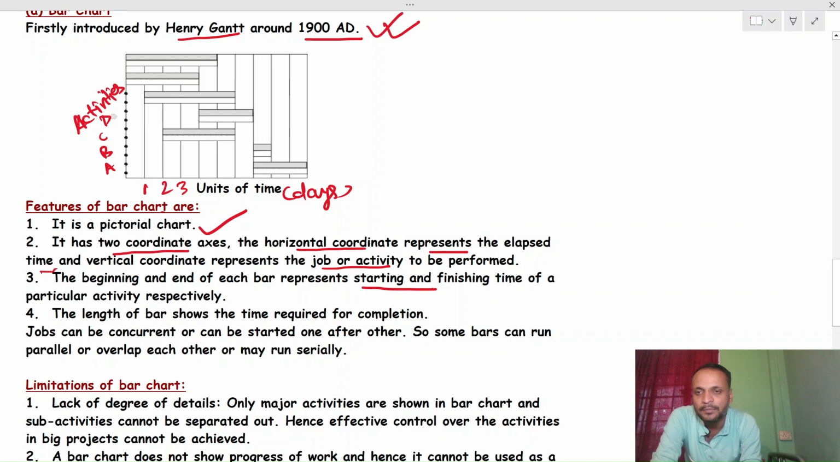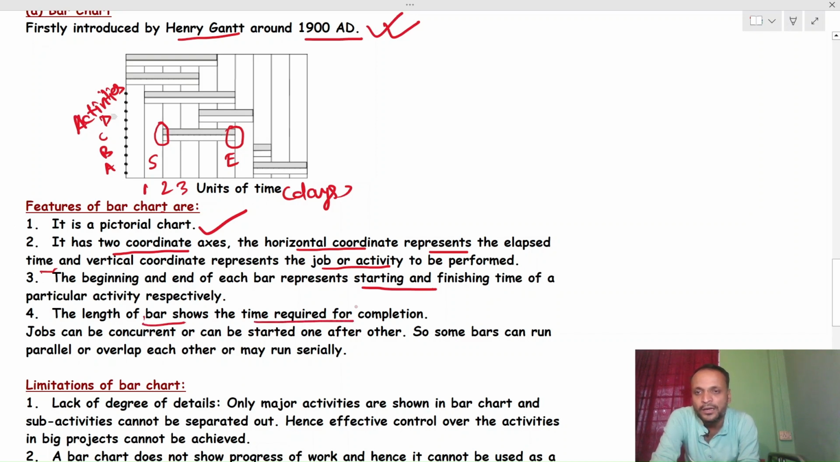So let's consider this part is the beginning, called the start time, and this is the ending time of the activity. The beginning is called the starting time, and the end is the finishing time. Then the length of the bar shows the time required for completion.